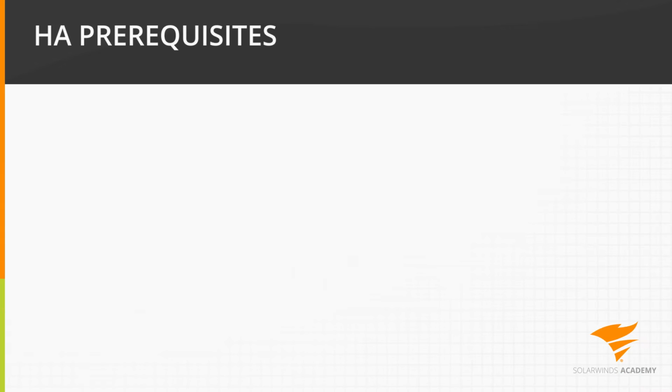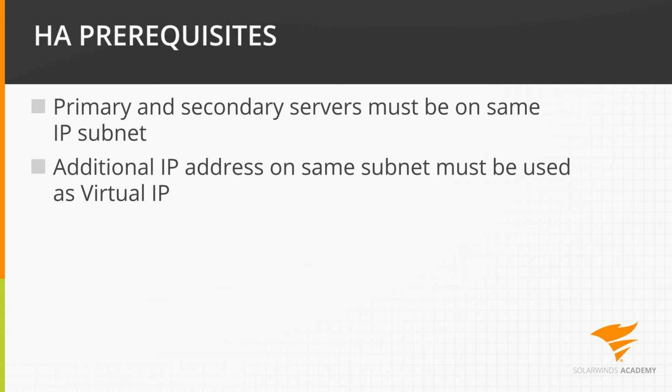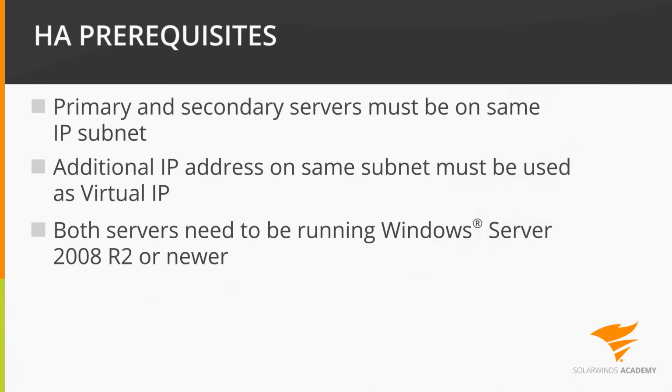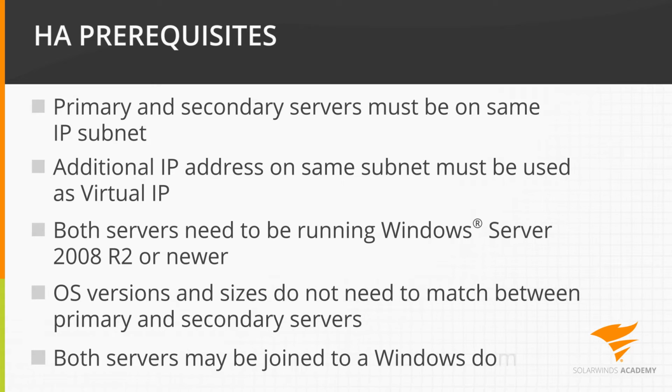To start, let's discuss HA prerequisites. Both primary and secondary servers must reside on the same IP subnet. One additional IP address on the same subnet must be used as the virtual IP. Both servers need to be running Windows Server 2008 R2 or newer. OS versions and server sizes do not need to match between the primary and secondary servers. Both servers may be joined to a Windows domain.